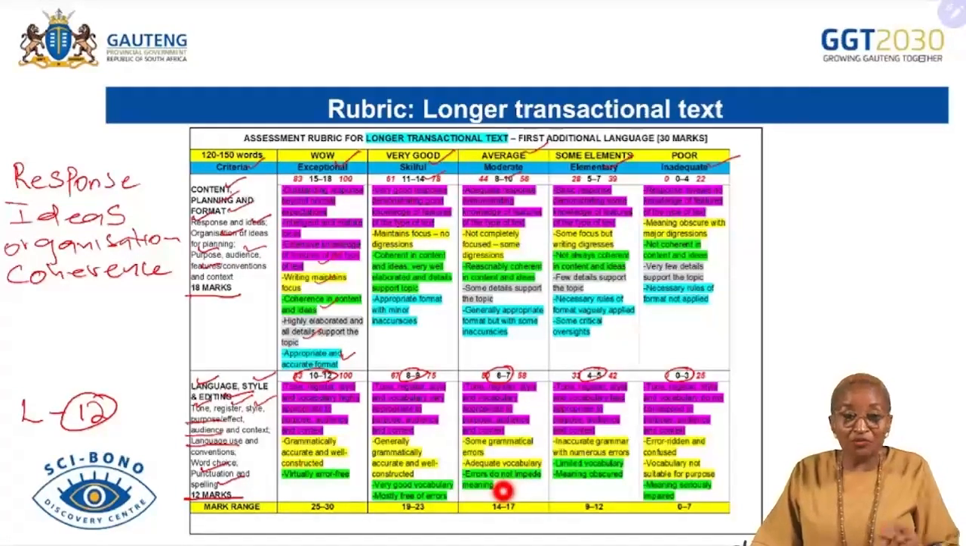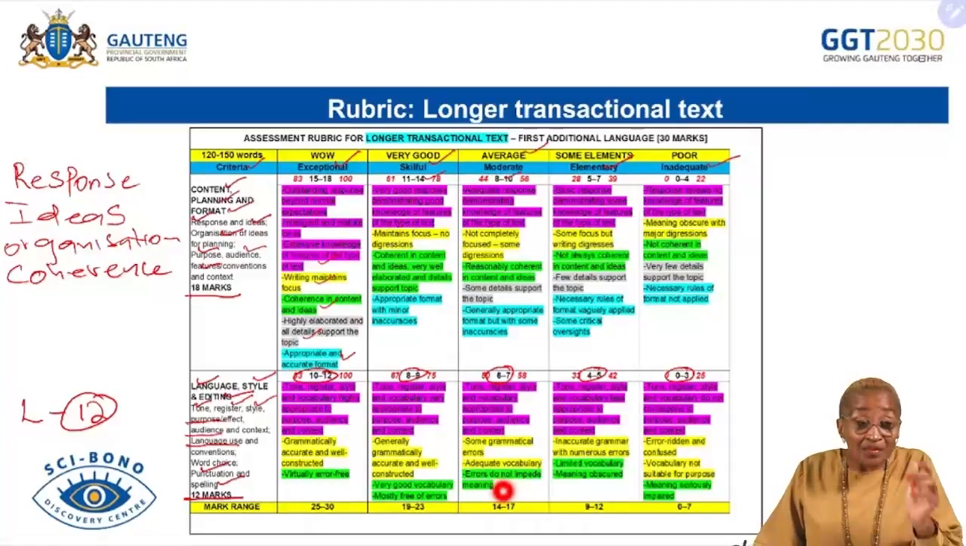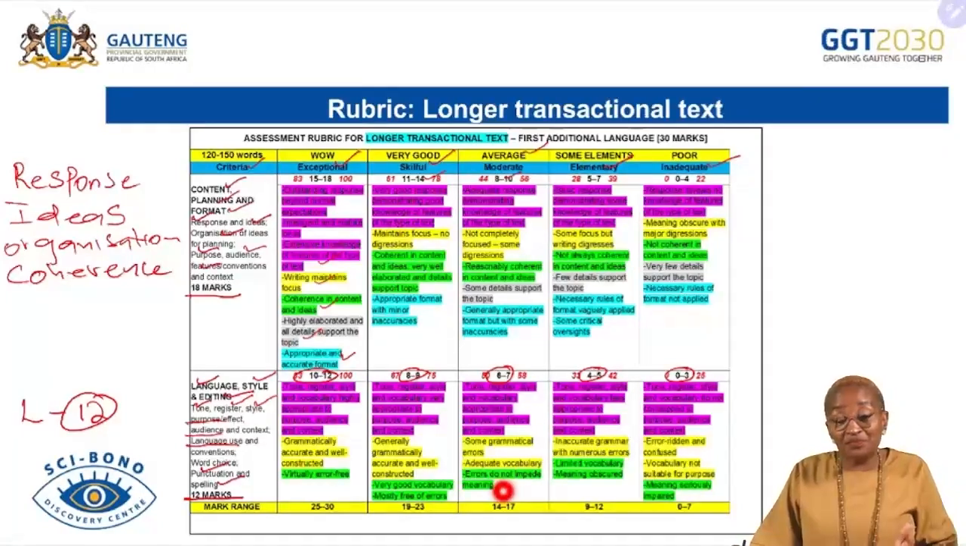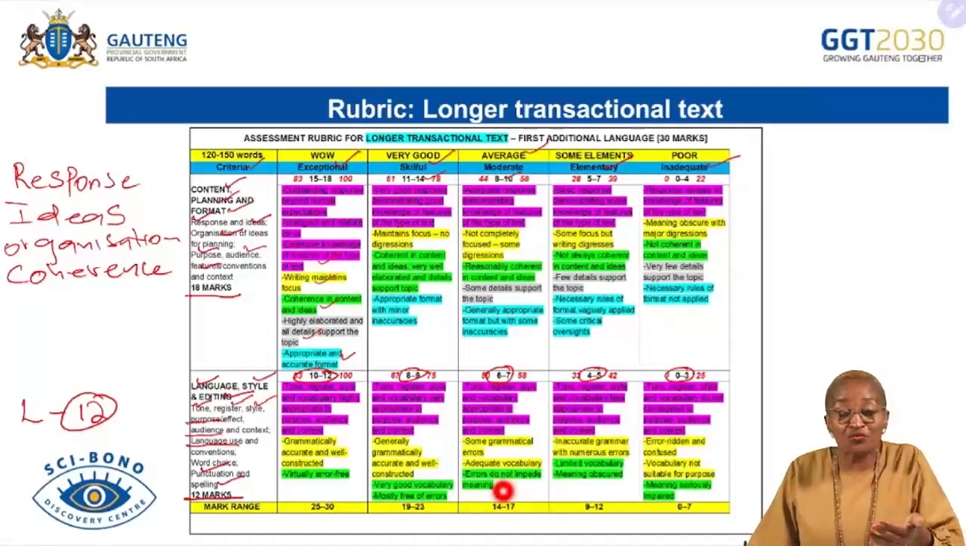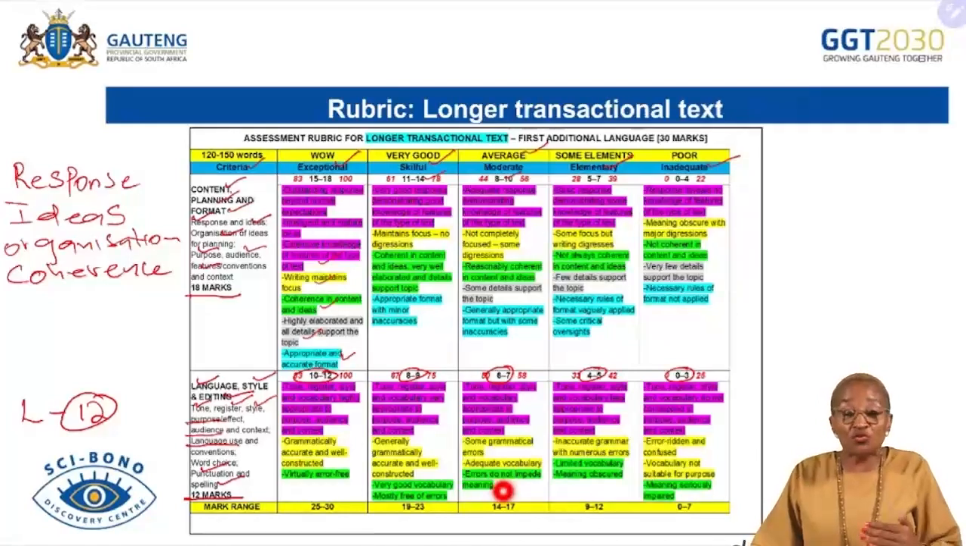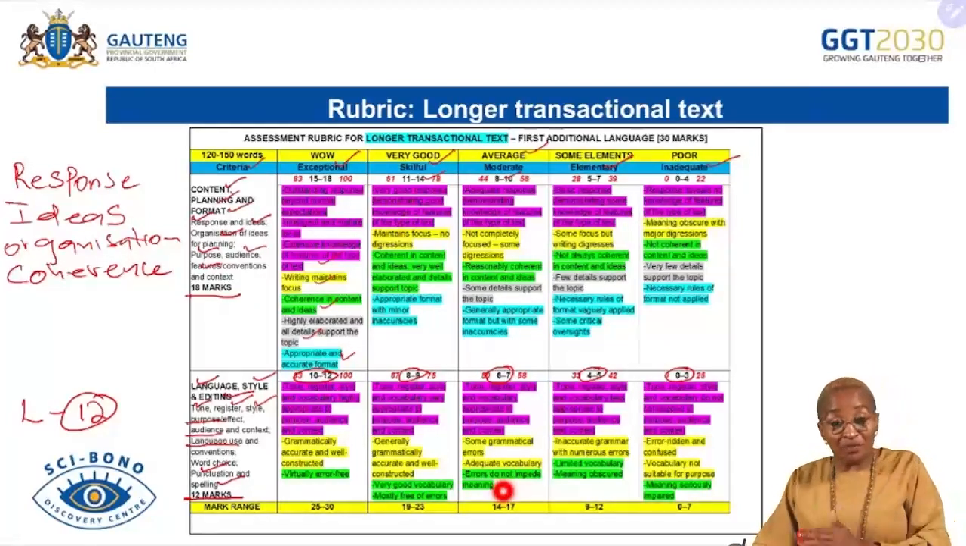You know. So address those descriptors in each and every category in any other transactional text that you are being given. Speak to those descriptors, address them. The response. How well have you responded? The ideas thereof, right? Are they relevant to the brief? Are the ideas well organized? The presentation of your ideas. Have you taken into consideration your audience and the purpose?